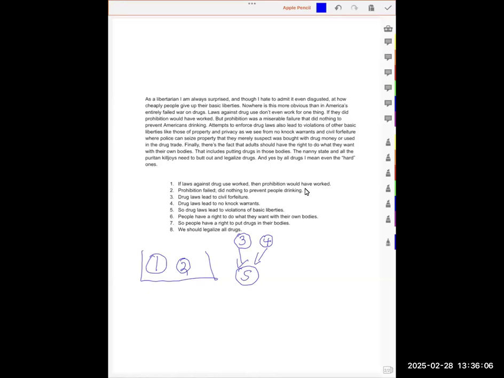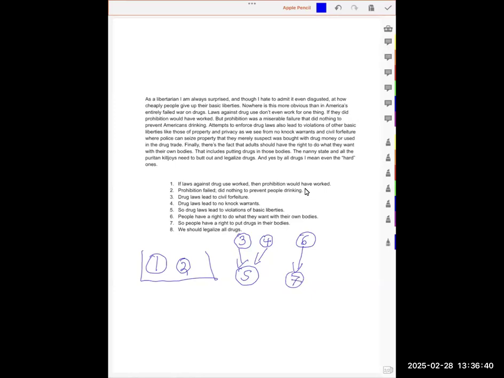We have 7, so people have a right to put drugs in their bodies. 6, people have a right to do what they want with their own bodies. Well, how is this supposed to go? Are 6 and 7 both supposed to support 8? I don't think so. If you think about it, 6 seems like it supports 7, then 7 supports 8, right? 6 is about this general right. 7 is about applying it specifically to drugs. So I think our argument looks like this, 6 down to 7.